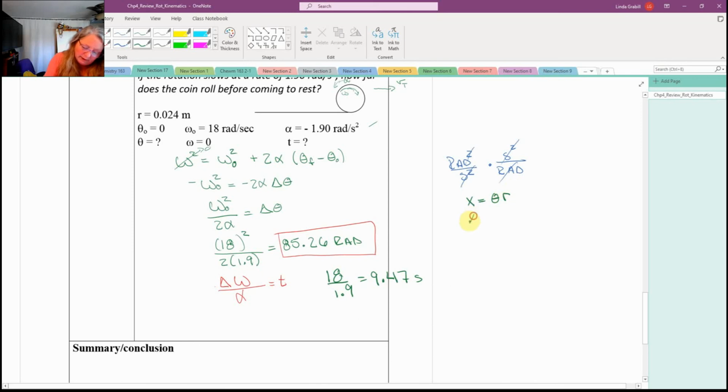So we have our theta, 85.26, times my radius, which was what? I didn't write that. Oh yeah, there it is, 0.024 meters. And what do I get? 85.26, okay, that is right. Times 0.024. So it's gone a total of 2.05 meters. Sweet.